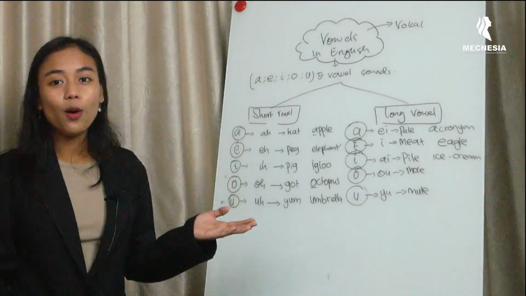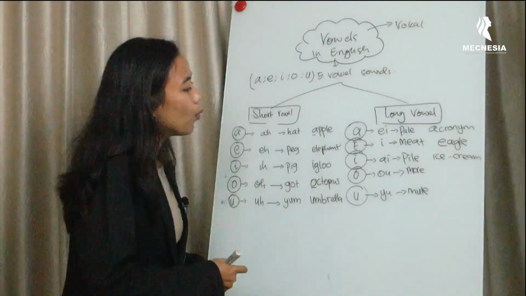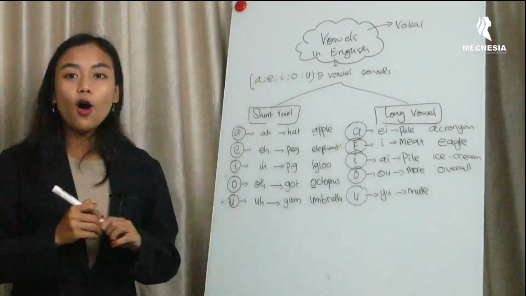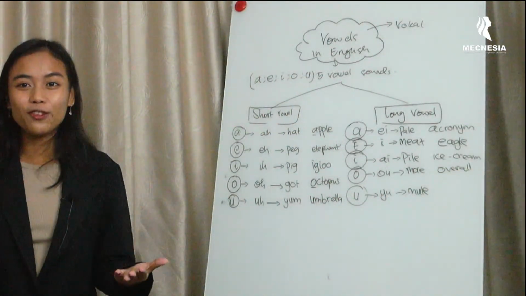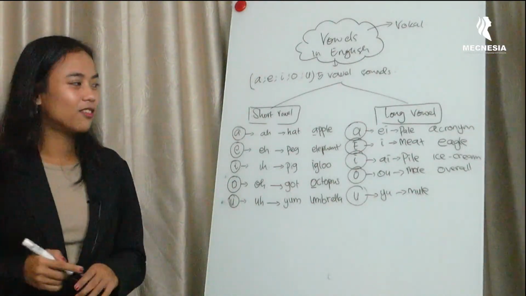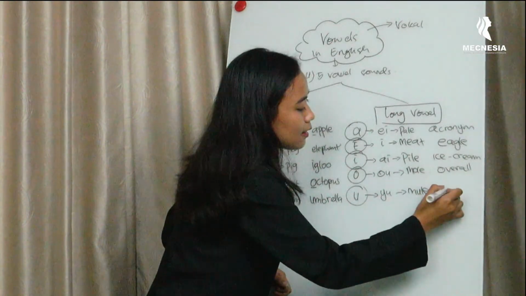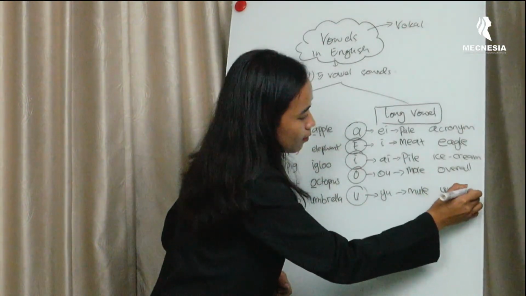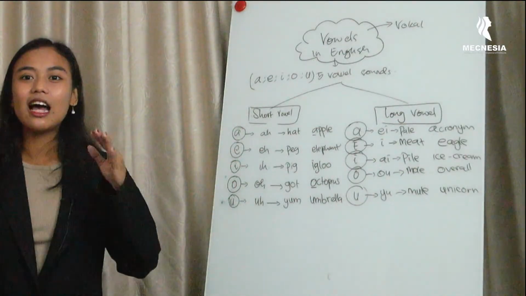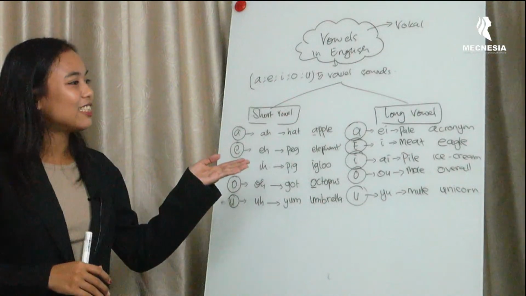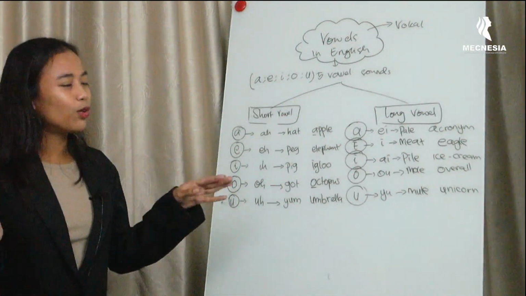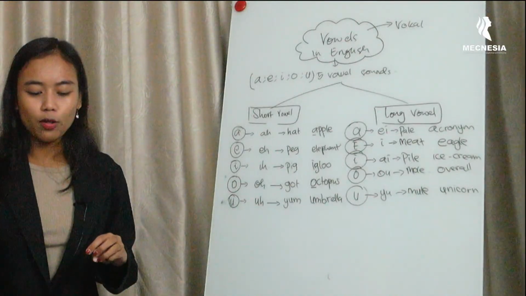Okay, the next O. O, as in overall. Overall. And the last, U, as in unicorn. U, as in unicorn. So, acronym means acronym. And the next, eagle means burung Garuda. No, burung elang.